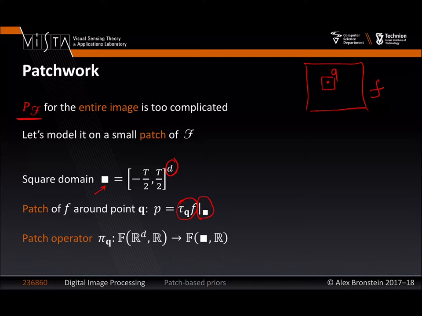Okay, and to do this, I will define this patch operator. I will call it pi q. A patch operator takes a scalar-valued signal on R^d, a d-dimensional image, if you will, and restricts it to a d-dimensional image on this square domain. Okay, so it's a patch. It takes an image and produces a patch at location q. It is defined this way: it sends the signal f to the patch around point q of f. Okay, makes sense. So basically, the patch operator selects a patch at point q from an image, and when I say image, it can be any d-dimensional signal.